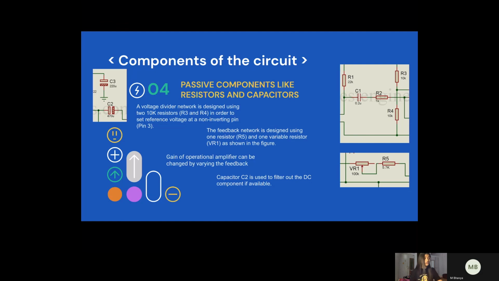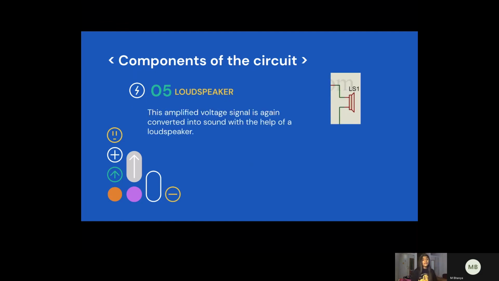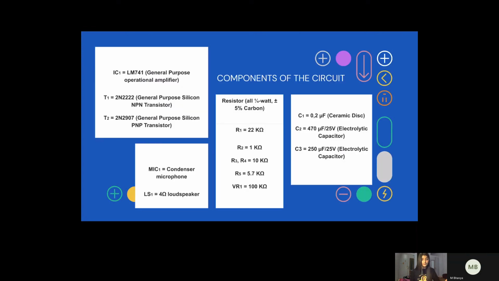Capacitor C2 again is used to filter out any DC component if it is available. Finally, coming to the loudspeaker, this amplified voltage signal is converted to sound with the help of this loudspeaker device, which is the last part of this circuit.